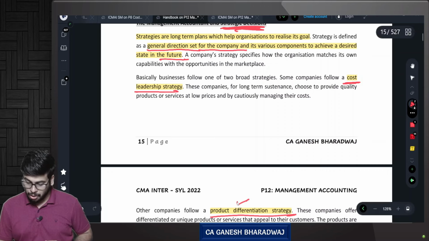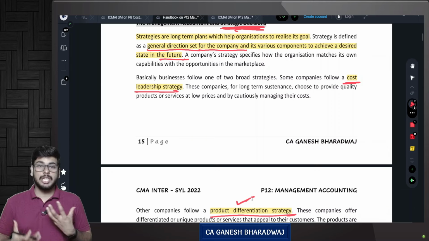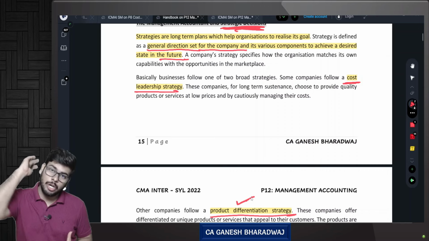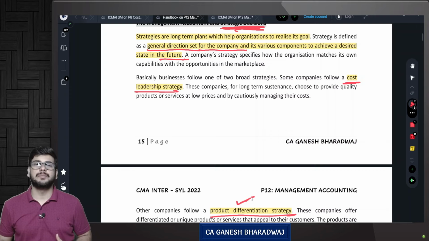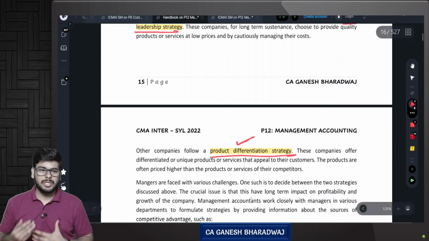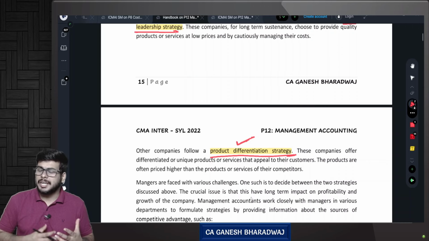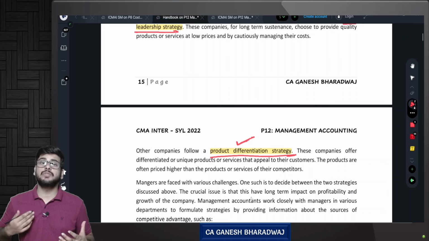Some companies follow a product differentiation strategy. These companies are not bothered about the cost. They want to come up with innovative products and they will price their product very high. A typical example is Apple. Apple focuses on product differentiation. They were the first ones to come up with a touch phone and they made a completely new evolution. They had the first mover advantage.